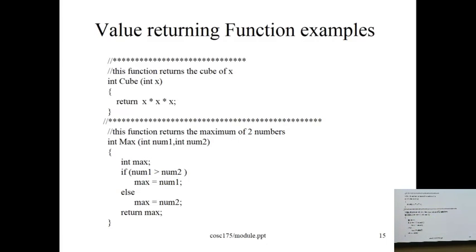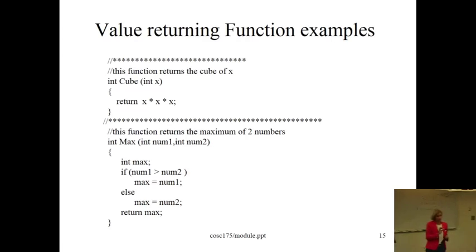So in the case of print lines, it was void. It doesn't return anything. You with me? Value returning does what? Returns a value. So the type associated with that function is the type of the value returned. If I'm going to return an int, the type is int. If I'm going to return a float, the type is float. If I'm going to return a char, it's char. Boolean, all these can be used for types of value returning functions.